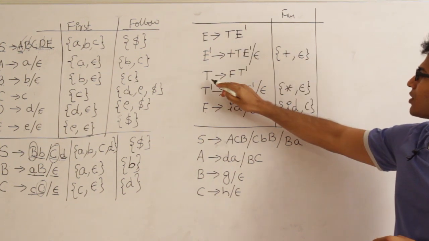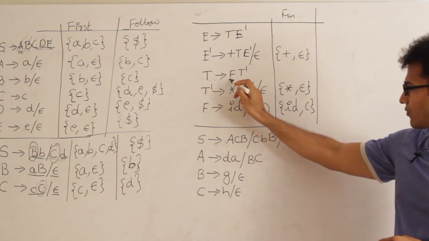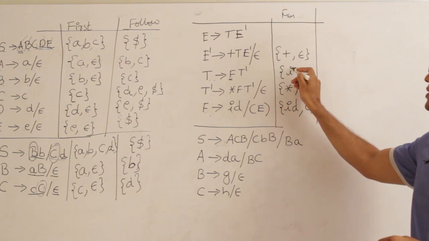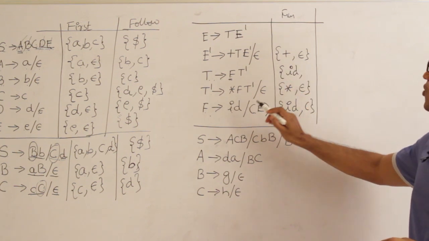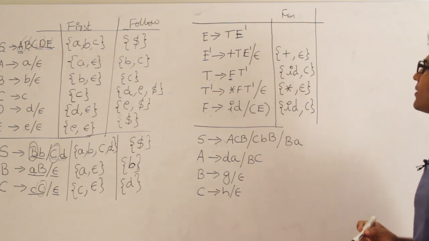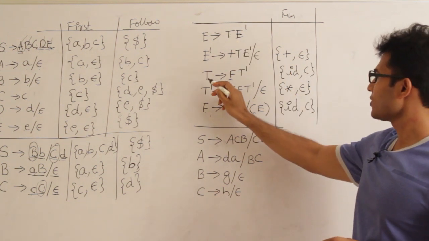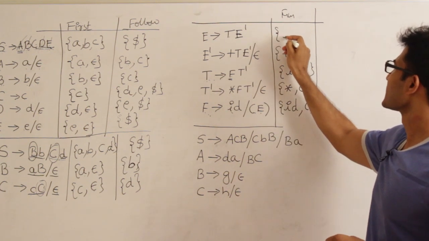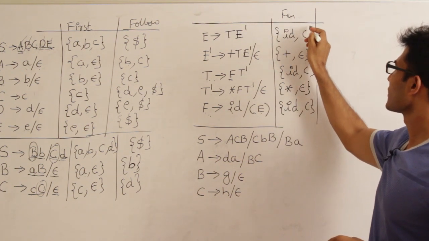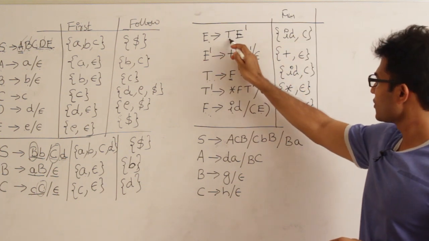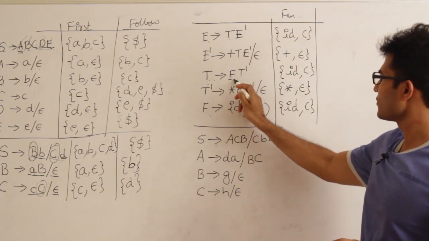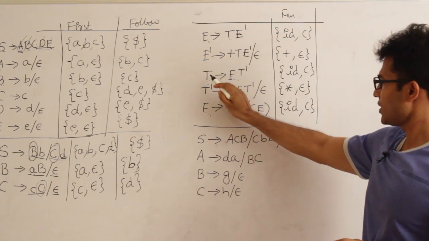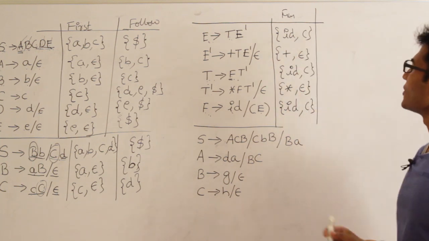Now what is first of T? First of T is first of F. What is first of F? First of F is ID, and therefore I am going to write ID and open brace. Understood that? First of E is first of T. First of T is first of F. First of F is ID and open brace. Because of F I got this.